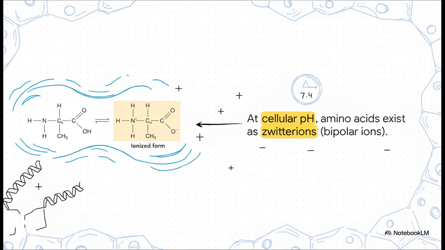At a cellular pH of about 7.4, amino acids exist as zwitterions. That's just a fancy way of saying they become bipolar ionic molecules carrying both a positive and a negative charge at the exact same time. The amino group actually picks up an extra hydrogen to become positively charged, while the carboxyl group loses a hydrogen to become negatively charged. It's this dual nature that allows them to interact so seamlessly in the body's watery environments.